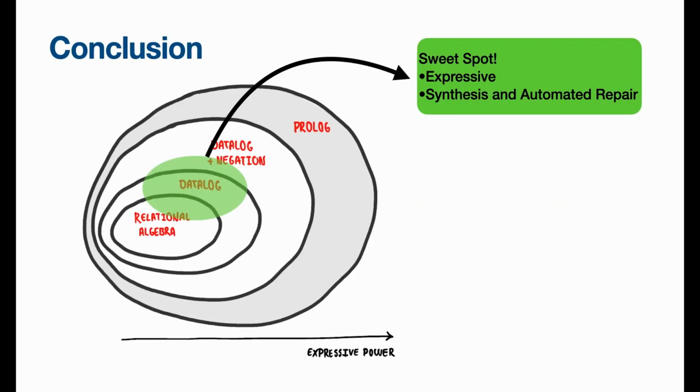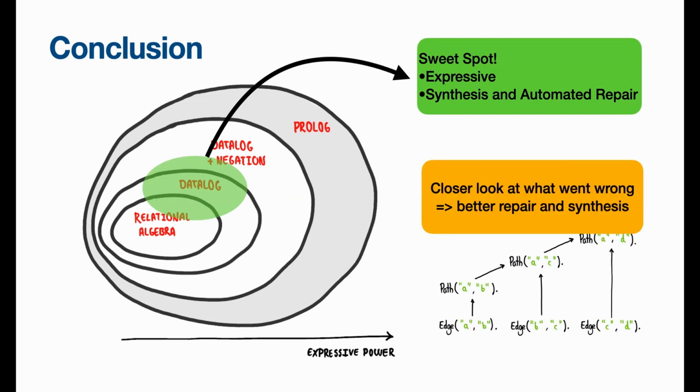I think I'm already running out of time, but just to conclude, Datalog is in a sweet spot in terms of expressiveness and its ease to synthesize and automatically repair. And the other key point that I would like you to take away is that if you look closer at what went wrong in the process in which a Datalog program gave an output, then it leads to better and faster ways of repair and synthesis.